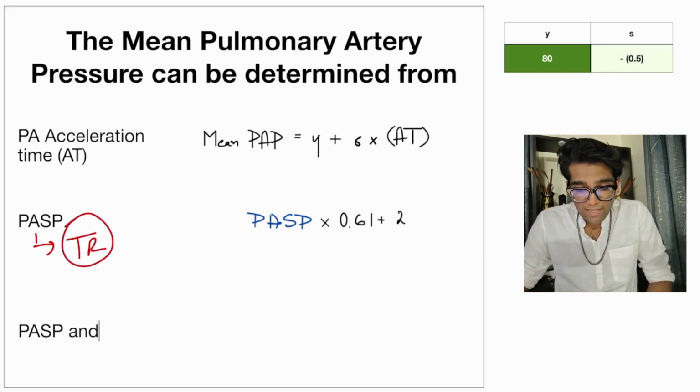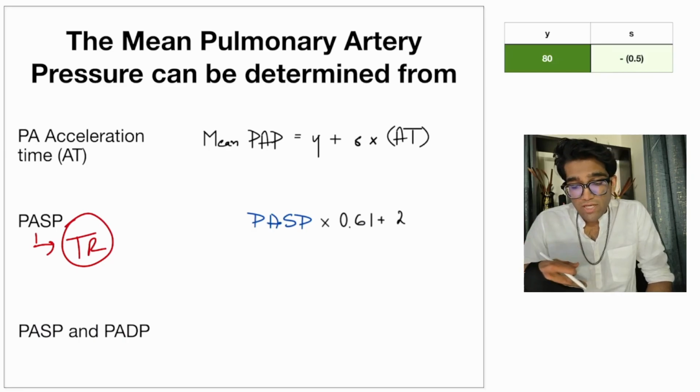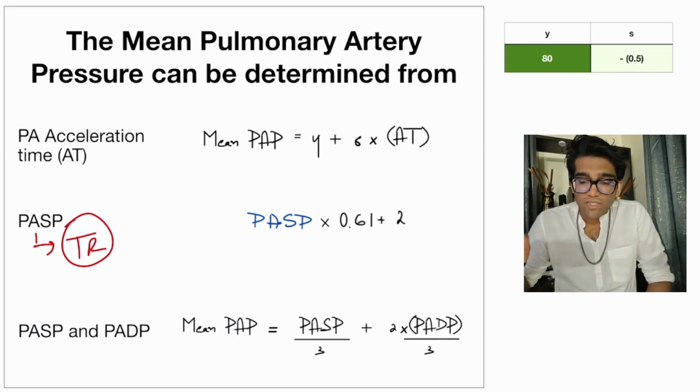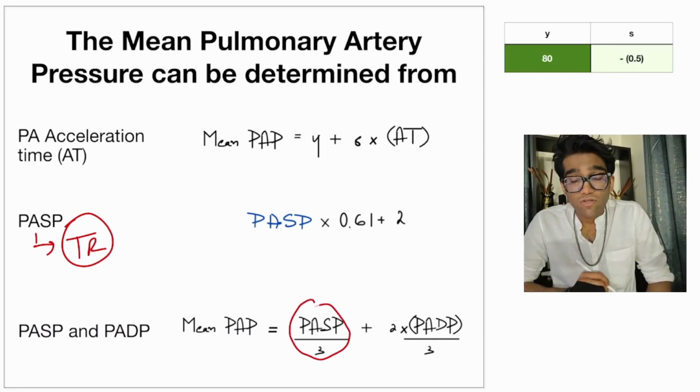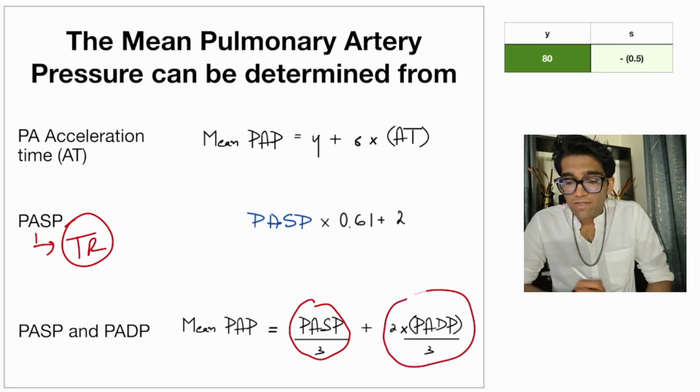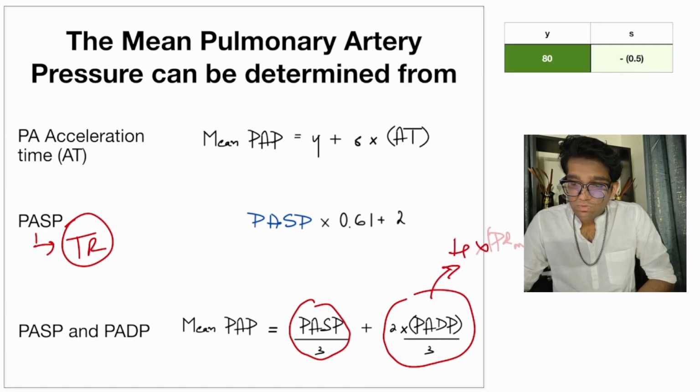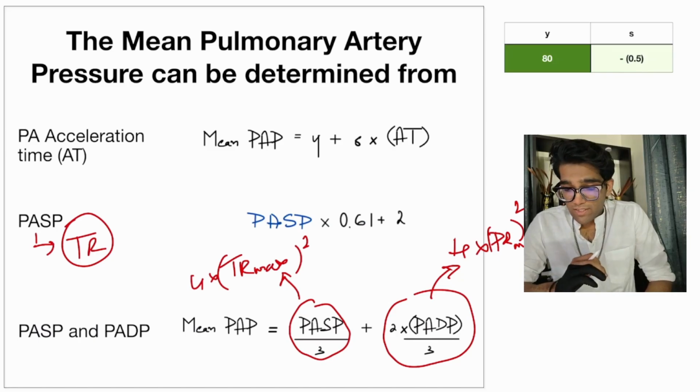Okay, the last thing is we can assess it like we assess mean systemic blood pressure, using the pulmonary artery systolic pressure and the diastolic pressure, and predictably this is the equation. So it is 1/3 of the pulmonary artery systolic pressure plus 2/3 of the pulmonary artery diastolic pressure. So this would be assessed via 4 into PR max velocity, the whole squared, and this would be assessed using the TR max velocity, the whole squared, 4 into this. Okay, so from this we can estimate the mean pulmonary artery pressure.